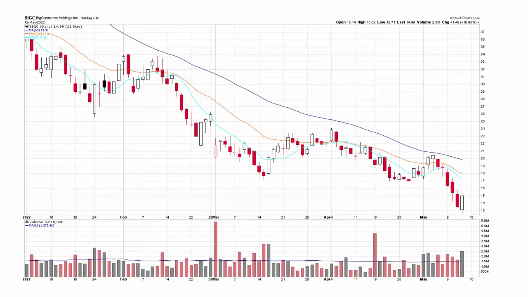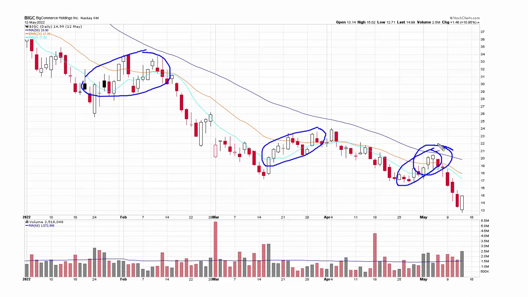All right, so here is BigCommerce. Weak stock in a downtrend, no question about that. Here's a bounce within a downtrend. Here's a bounce within a downtrend, and here's a bounce within a downtrend. So let's zoom in to right here and see how I trade such a situation.